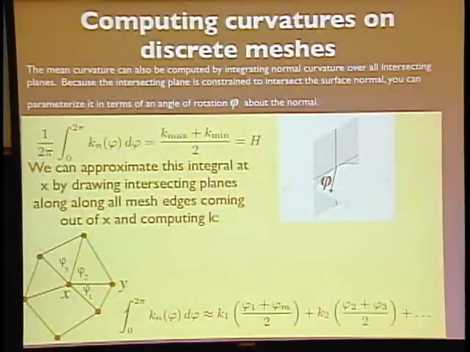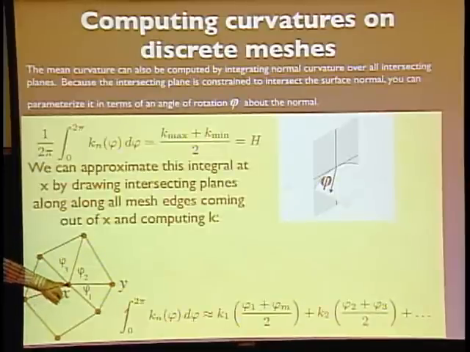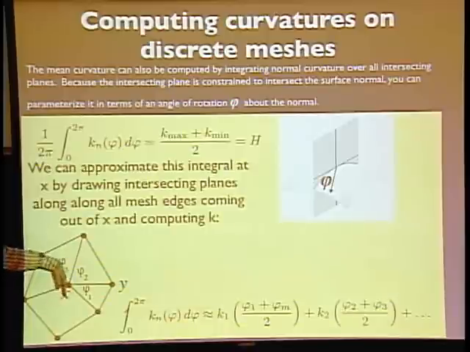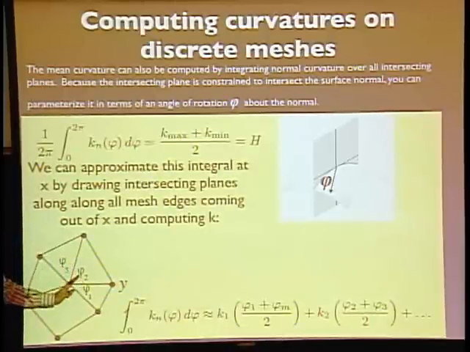So the mean curvature can be computed by integrating the normal curvature over all the intersecting planes. But if you have a discrete surface, then you can basically approximate this by only drawing those intersecting planes along the edges of your mesh. So if this is my point on my surface, and these are all of the surrounding points to it, then basically what I can do is contemplate the possibility of having a plane that goes through the surface normal and intersecting it with the surface in all possible orientations.